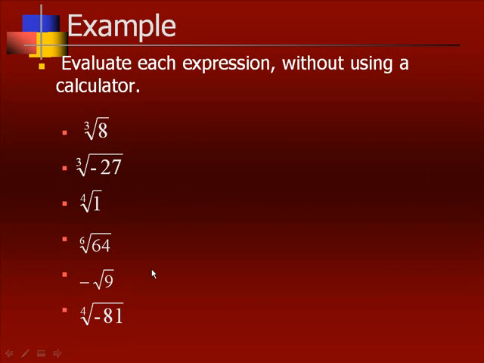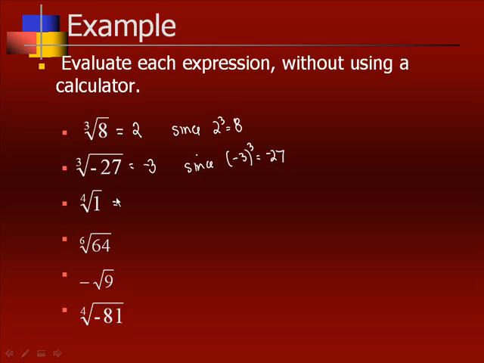Evaluate each expression without using a calculator. Now, the third root of 8 means what times itself 3 times would give us 8. And that would be 2, since 2 to the third is equal to 8. The third root of negative 27 would be negative 3, since negative 3 to the third is negative 27.